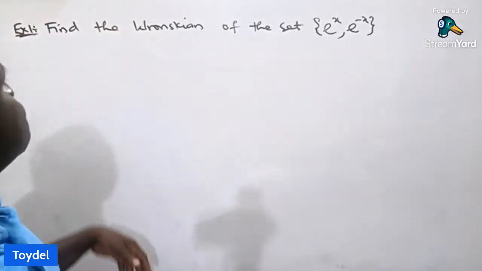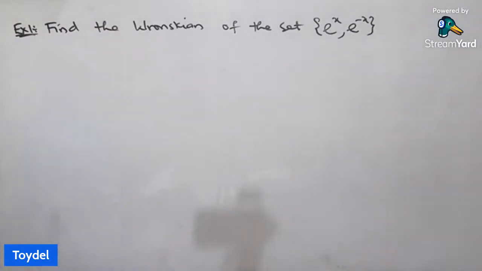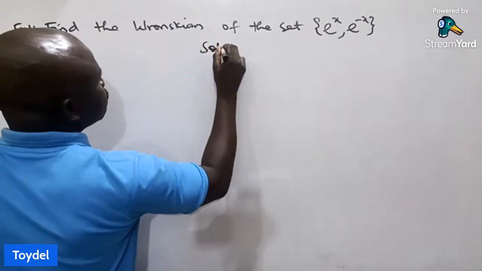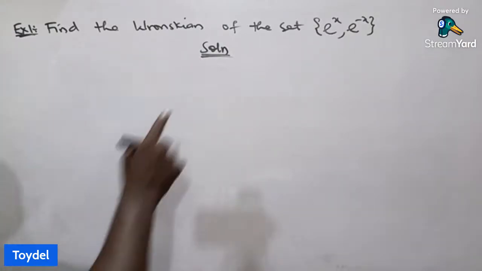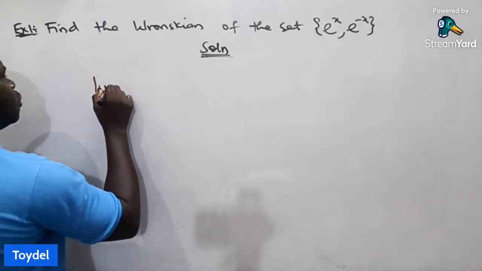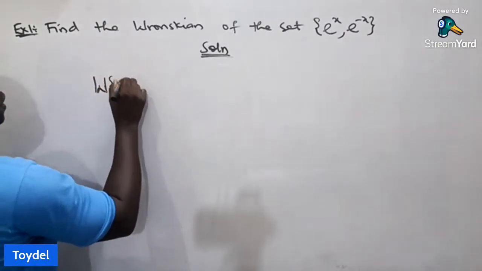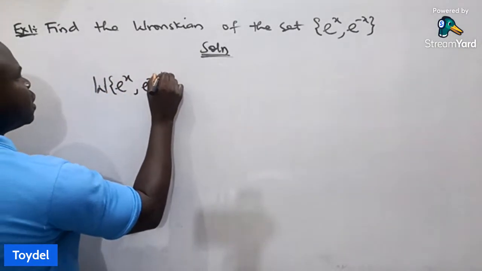Today we want to look at examples on Wronskian. So we are starting with this first example, where we are asked to find the Wronskian of the set as we have it on the board. If you check the video on how to find the Wronskian, you realize that to find the Wronskian of this set, we just say W of e^x, e^(-x).